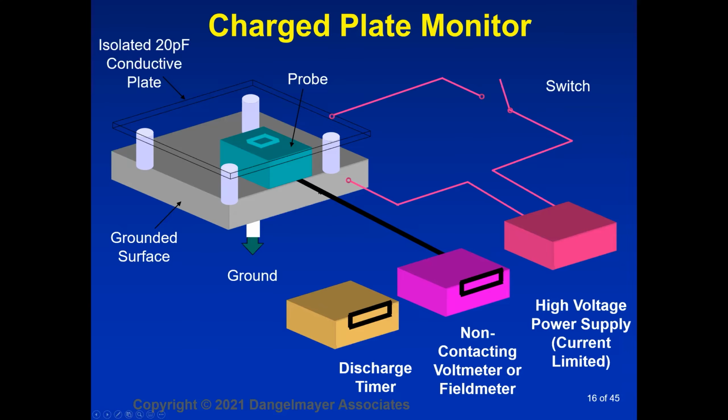So we have this isolated plate. It's isolated from a nearby grounded surface, and it has an effective capacitance of 20 picofarads. Now, connected to this plate is a power supply so that we can charge it to a known voltage. We have this voltmeter, non-contacting voltmeter or field meter, or it could be a contacting voltmeter. It's attached to the plate, and it's basically monitoring the voltage that we see on the plate. And then we have a timer here that starts when the voltage drops below 1,000 volts and shuts off when the voltage gets to 100 volts. That's our measurement. So these are the elements of the charge plate monitor.